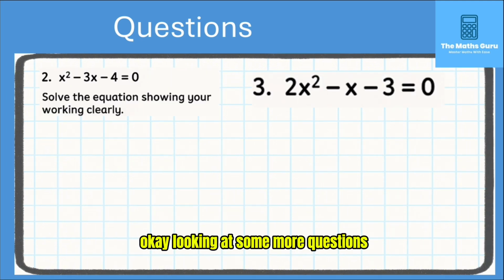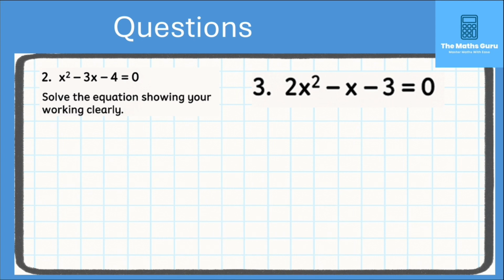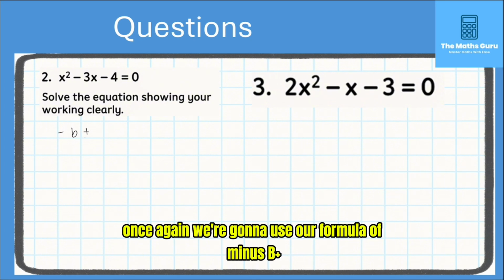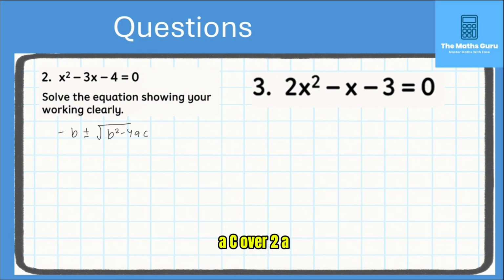Okay, looking at some more questions, it tells us that x squared minus 3x minus 4 is equal to 0. We need to solve this equation showing our working carefully. Once again, we're going to use our formula of minus b plus or minus the square root of b squared minus 4ac over 2a.